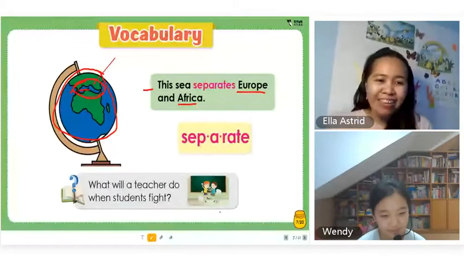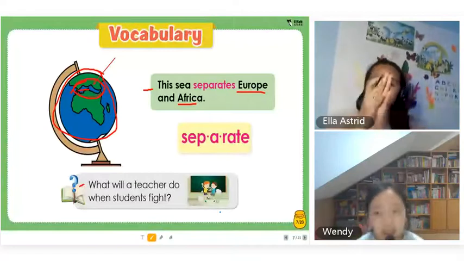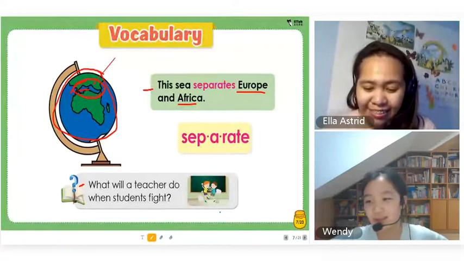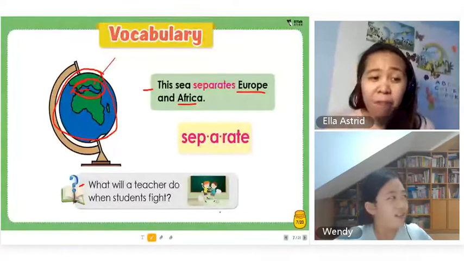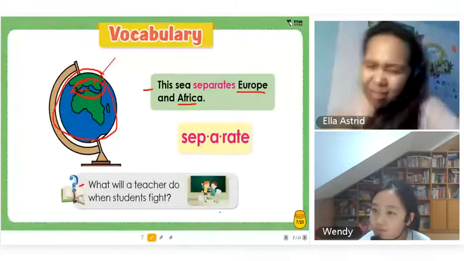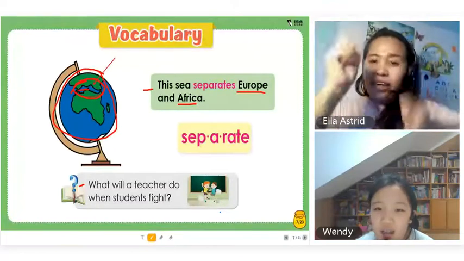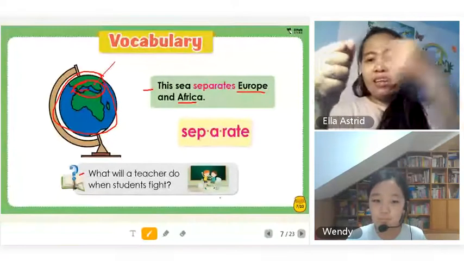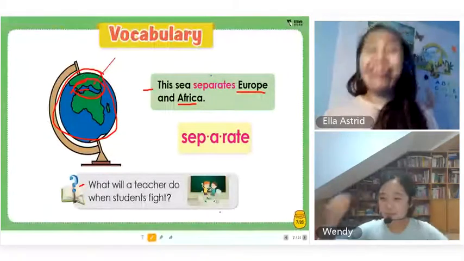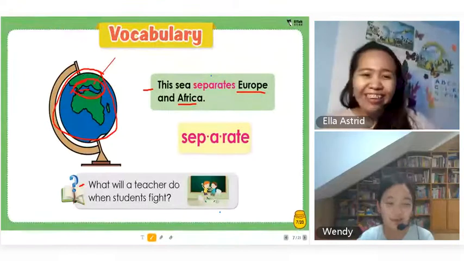Okay. How about this question? What will a teacher do when students fight? The teacher will be very angry. Okay, and what will she or he do? If the two students are fighting, what will happen? Look, here is the first student and the second student. They are fighting. What will the teacher do? Okay, very good job. That's correct. That's a good answer, Wendy.